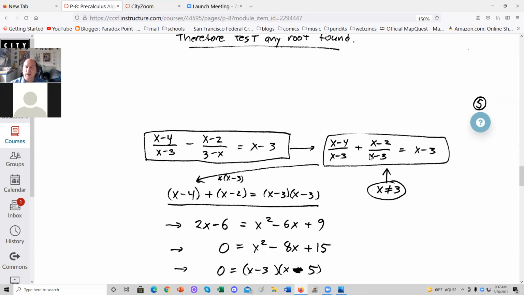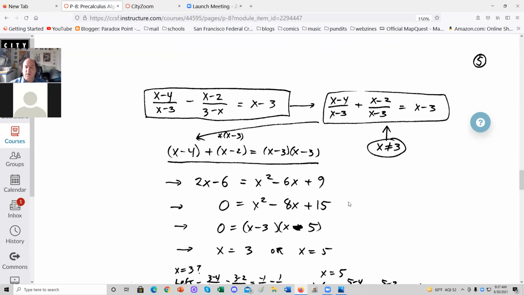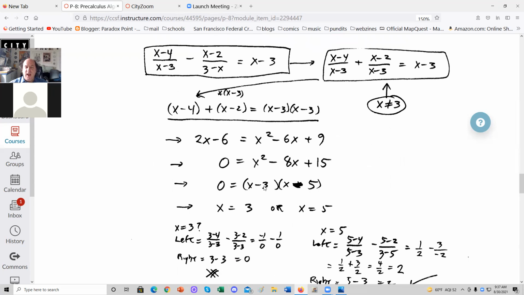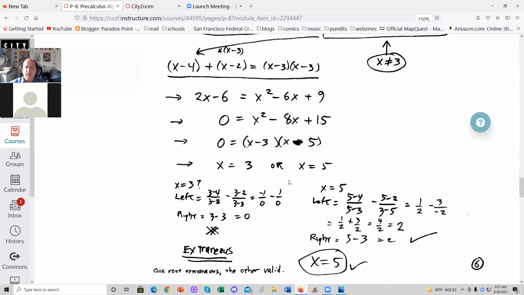Multiply throughout by x minus 3. It cancels here and multiplies here to get x minus 4 plus x minus 2 equals x minus 3 times x minus 3. Combine terms, multiply out, transpose. 0 equals x squared minus 8x plus 15. This factors into 0 equals x minus 3 times x minus 5. Solutions are 3 and 5.